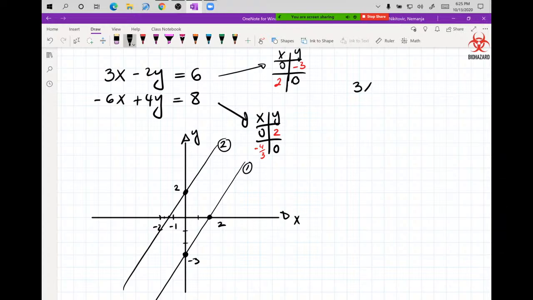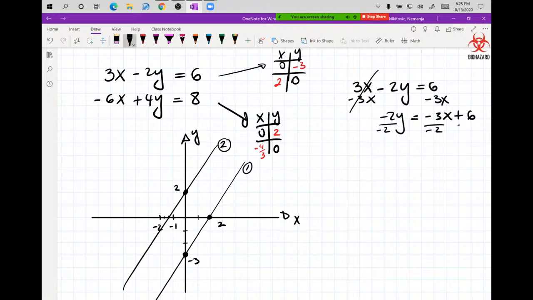So when you transform 3x minus 2y equal to 6, you take away 3x. This is one of those sections from chapter 2 when you were flipping formulas around. This is the reason why you learn it, right? So we have -2y equals -3x plus 6. Divide everywhere by -2, and you have y equals 3/2 x minus 3.